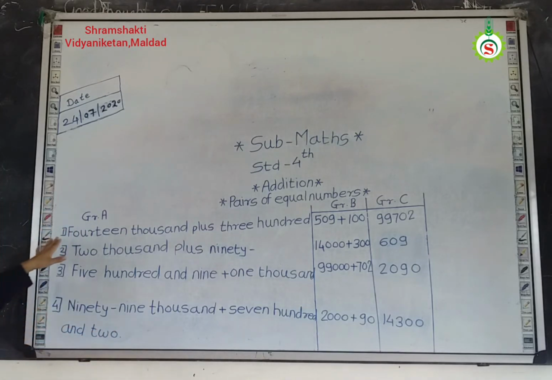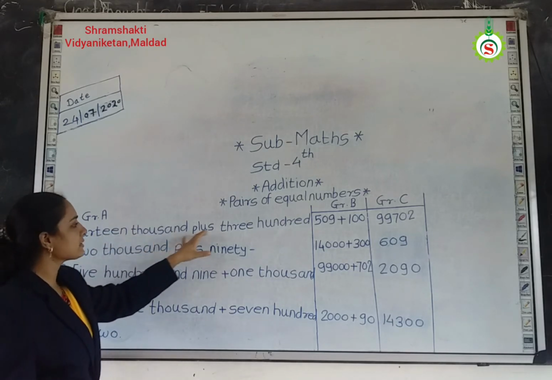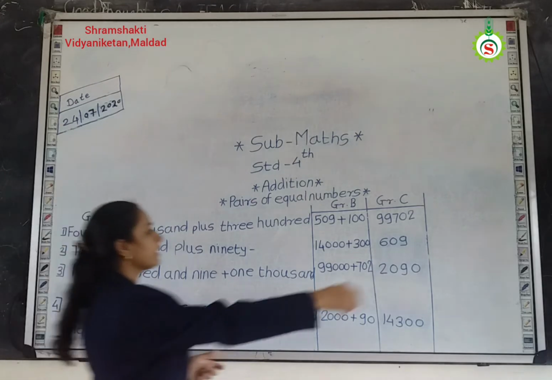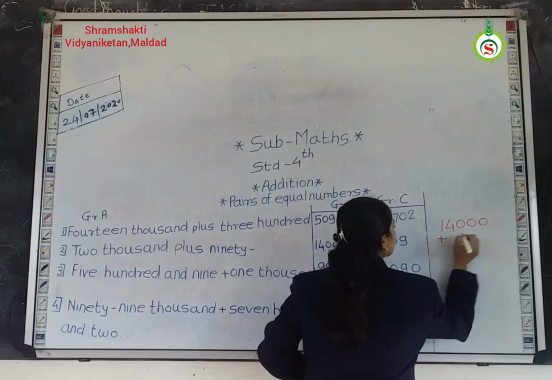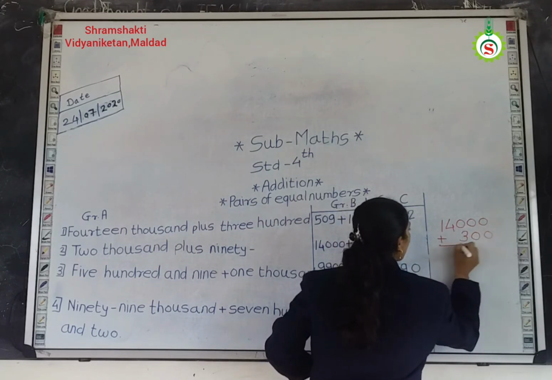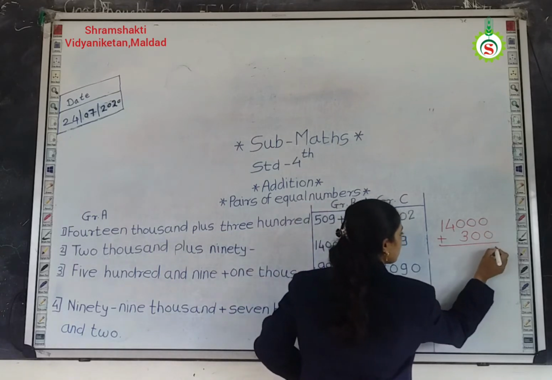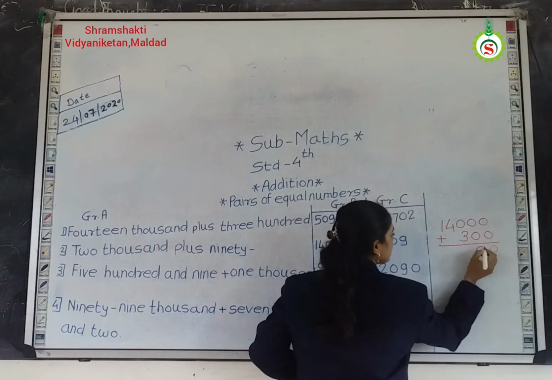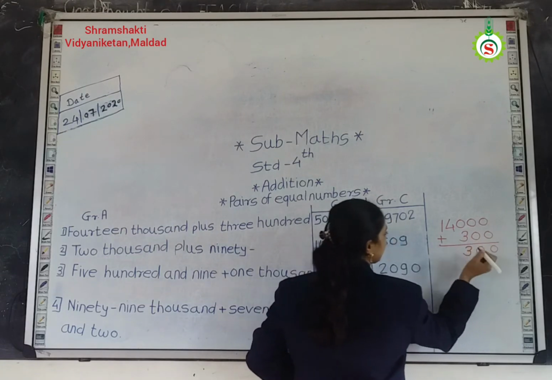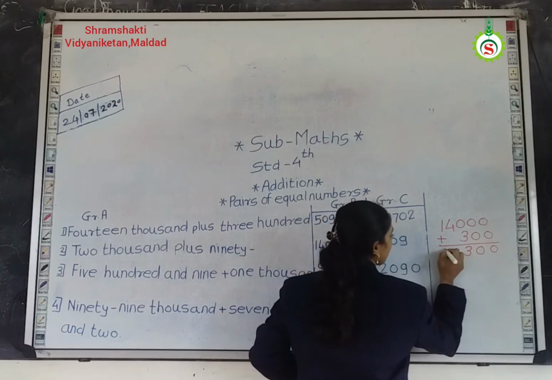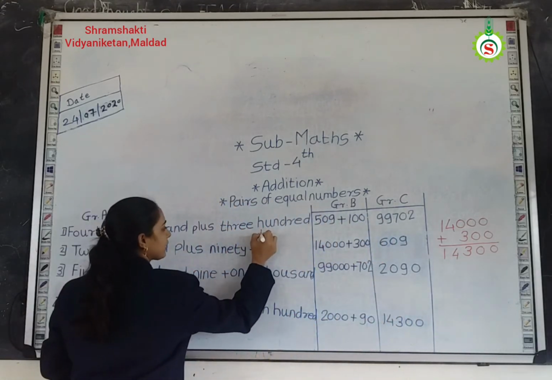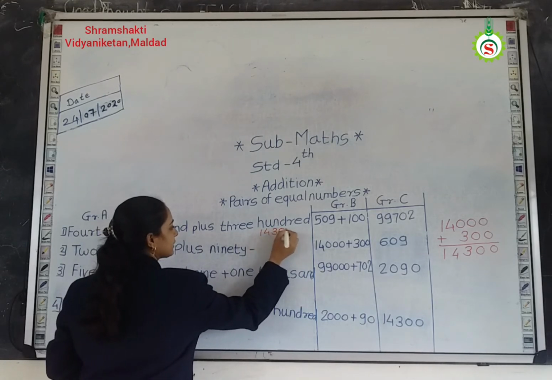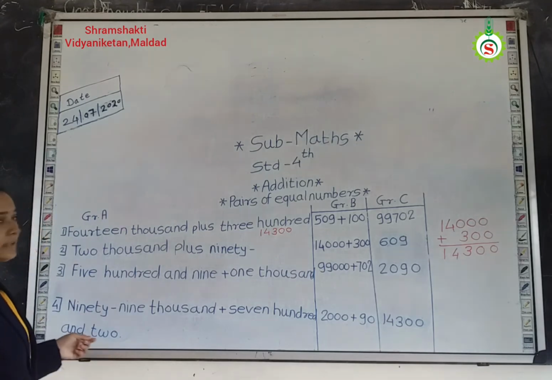Okay, look here. Here the first one given is 14,000 plus 300. How many? 0 plus 0, 0. 0 plus 0, 0. 0 plus 3, 3. 4 as it is, 1 as it is. 14,300. Write down here. 14,300 means this.